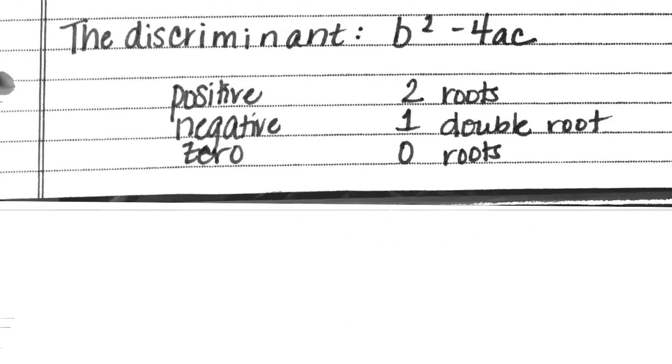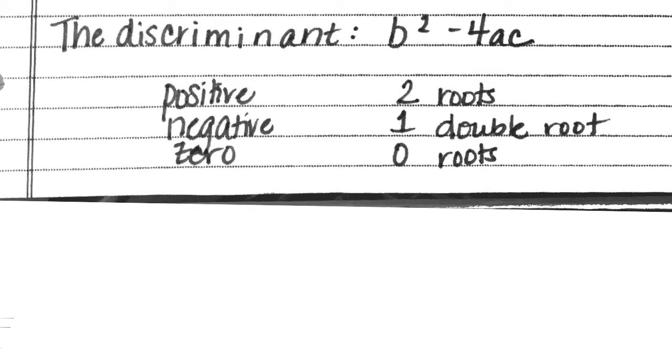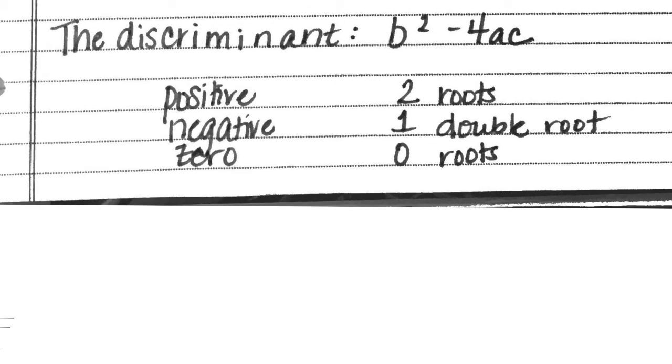The discriminant is only that b squared minus 4ac. And they say if it is positive, it has 2 roots. If it is negative, I don't know why it says 1 double root, because that's wrong. That should not be there. Huh. Isn't it wonderful when you find mistakes in your notes? This should be 0. So let me write this one out. They call this 0. There we go.